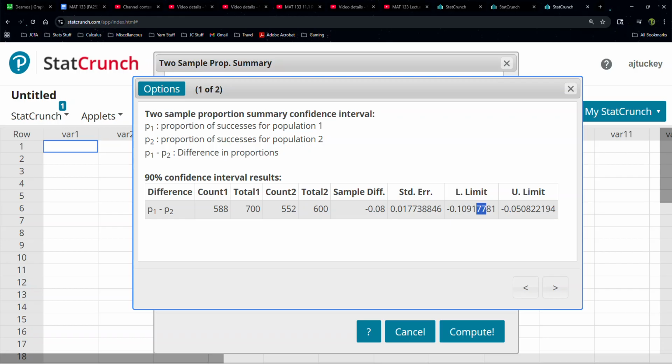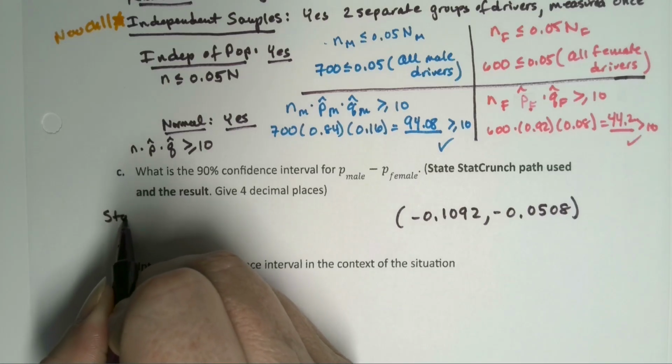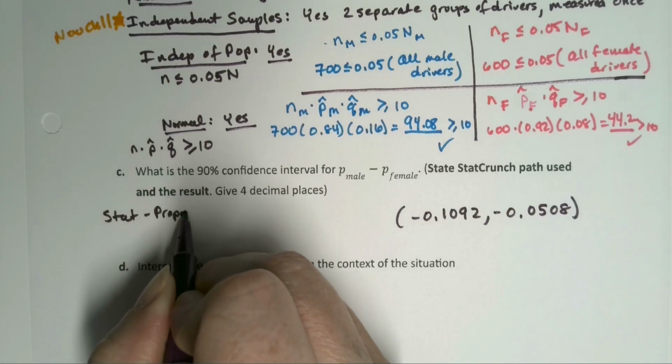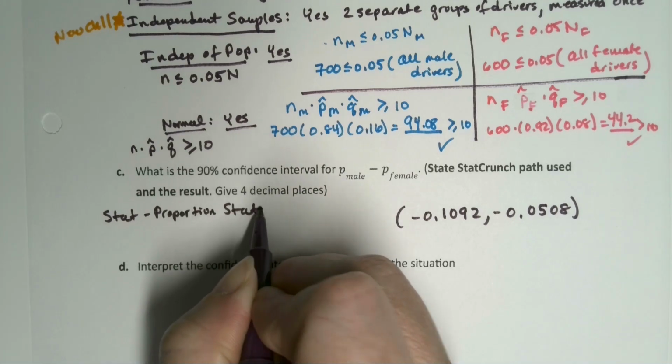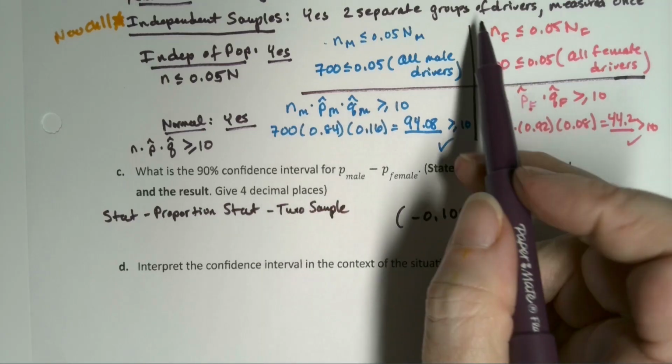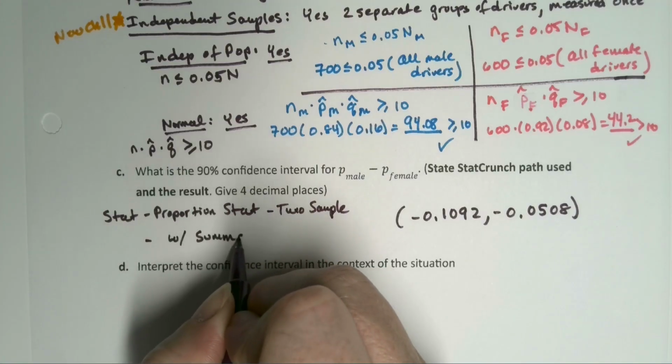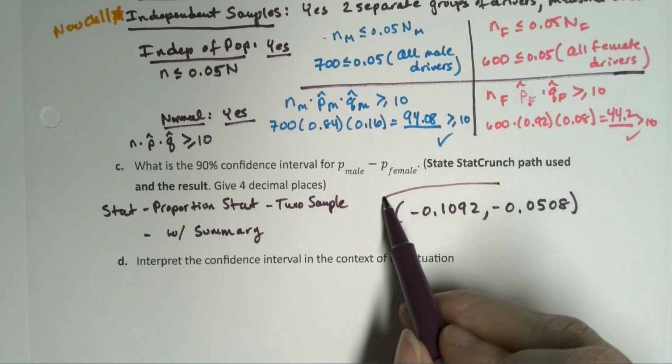We have a negative 0.1092 and a negative 0.0508. So those are our lower and upper. So I just kind of wrote those in on my paper. And I'm also going to write my StatCrunch path, which was stat, proportion stat, two sample, because these are two groups, separate groups, measured ones, two sample with summary. And this is our result.